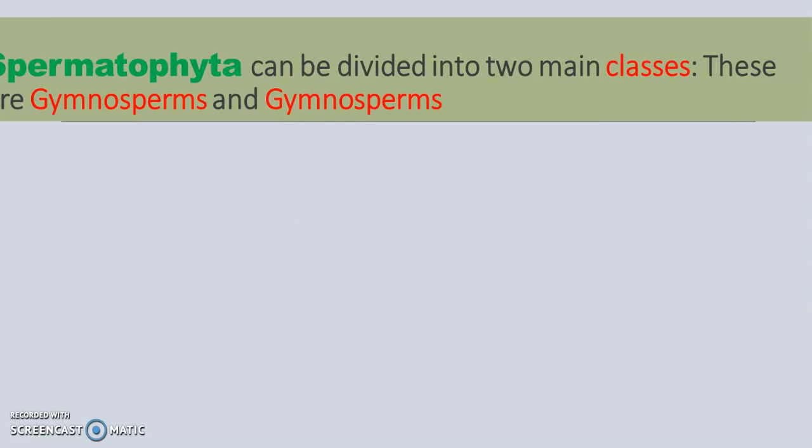A spermatophyte has two divisions, which are the gymnosperm and the angiosperm. But let's look at the characteristics of gymnosperm. What are gymnosperms?